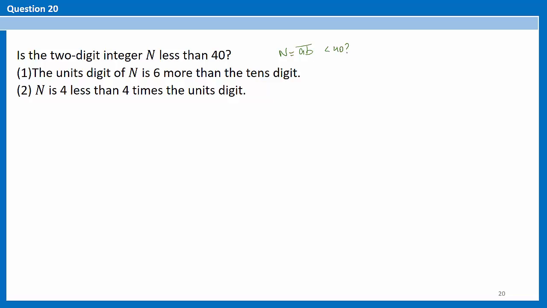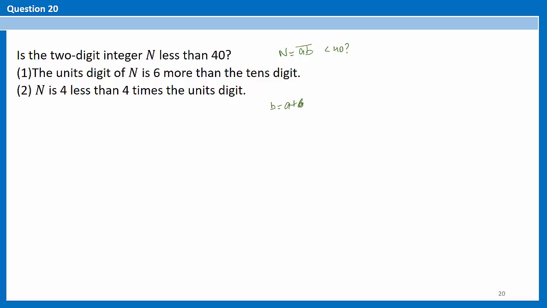Statement 1 says the unit digit of n is 6 more than the 10th digit of n. So the unit digit of n, b, is a plus 6. But wait, before you say it doesn't say anything, there are too many options, let's just try some numbers.